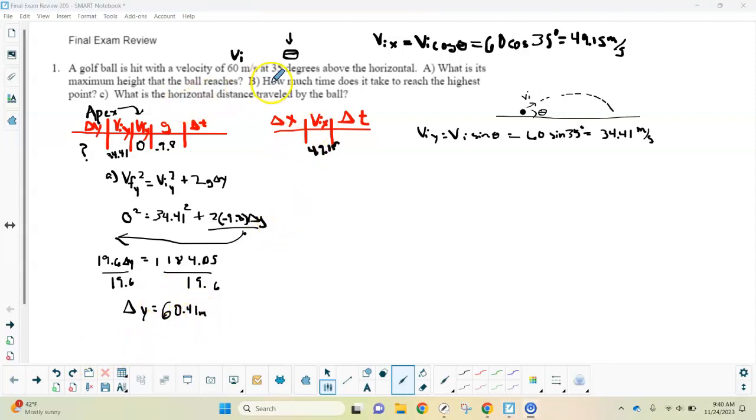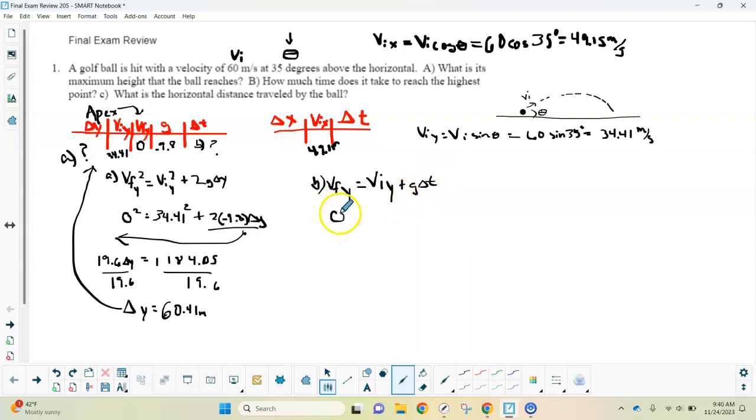So coming back to part B, it says how much time does it take? So that was part A, we got that. And we can solve for part B, again, with any equation, because we're looking for all 4 of these ideas, so I could plug that in for delta y. The one that I used for part B is the VFY equals VIY plus GT equation. So we're looking for T. So again, the final velocity is 0. The initial velocity is that 34.41. And then I got negative 9.8 delta T.